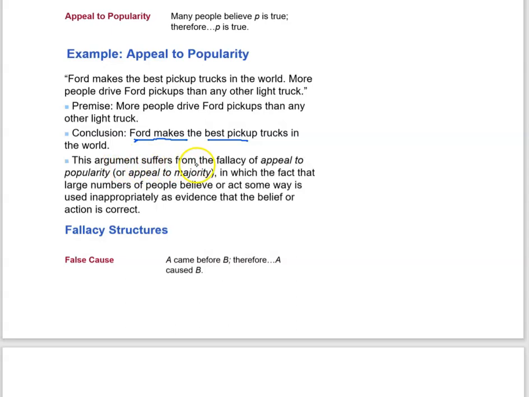This argument suffers from the fallacy of appeal to popularity, in which the fact that a large number of people believe or act some way is used inappropriately as evidence that the belief or action is correct. Just because more people drive Ford pickups than any other light truck doesn't necessarily mean it's the best. It might be the most affordable, so more people buy it, but it doesn't necessarily mean it's the best. That's the appeal to popularity.